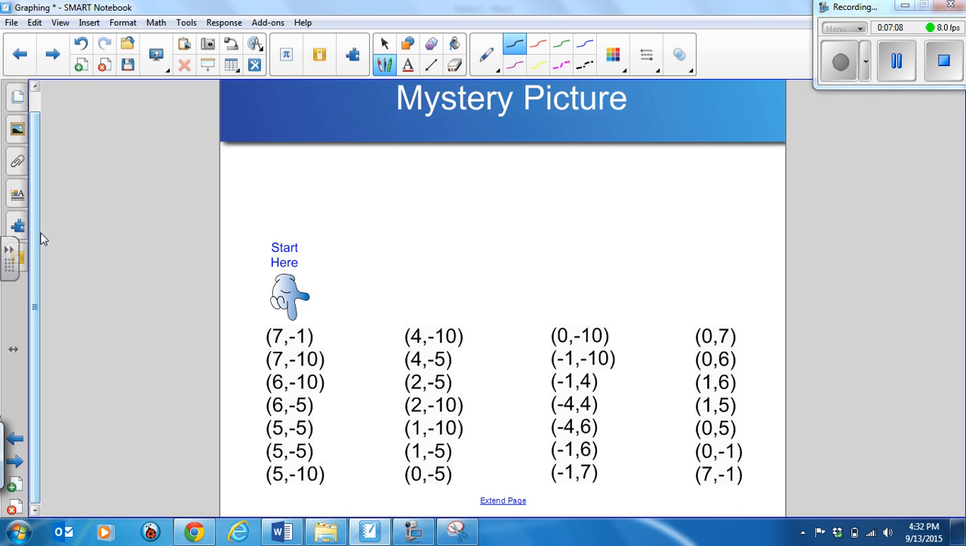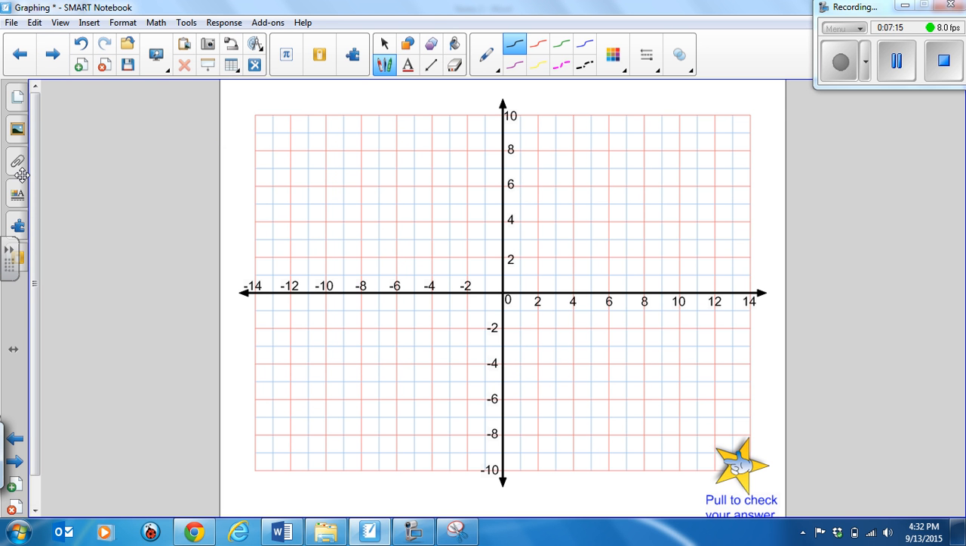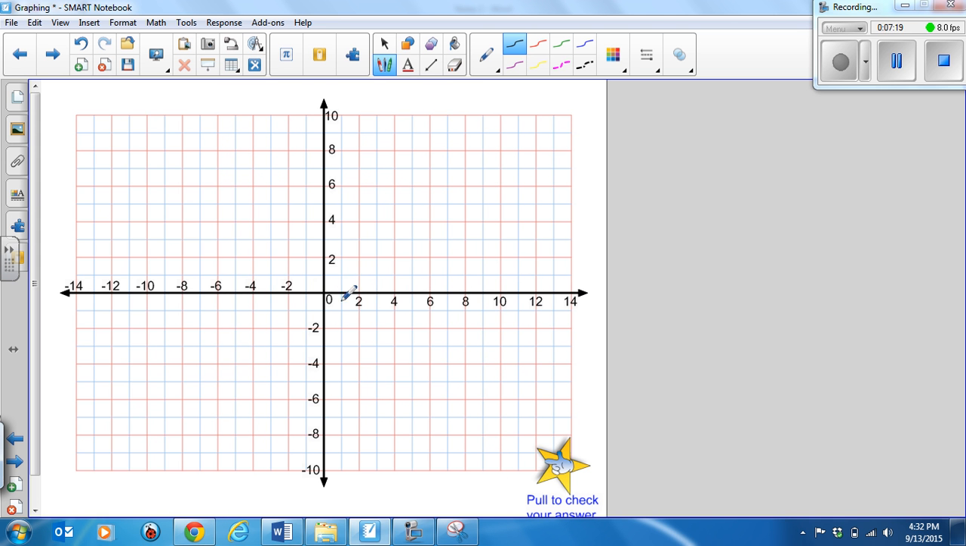What I'm going to do is plot the first two with you. So we have 7, 1. So right here, notice that this skips numbers. So these blue marks here, this would be your 1, 2, 3, 4. So we had 7, 1. So we're going to start at the origin. We go over 7, up 1.